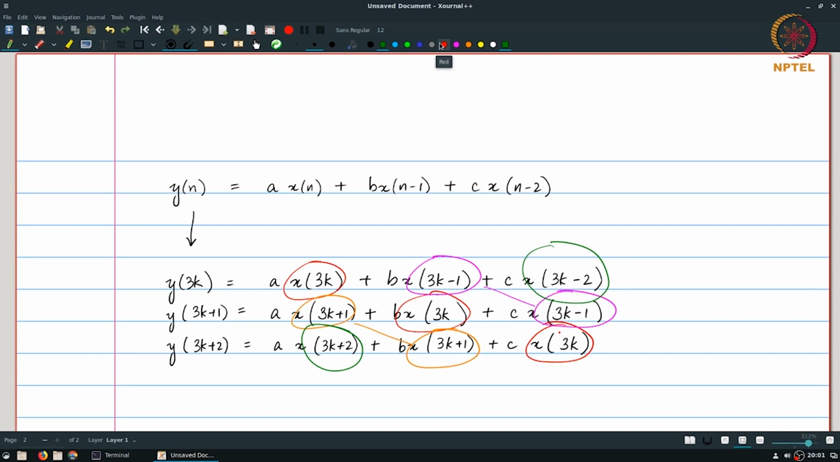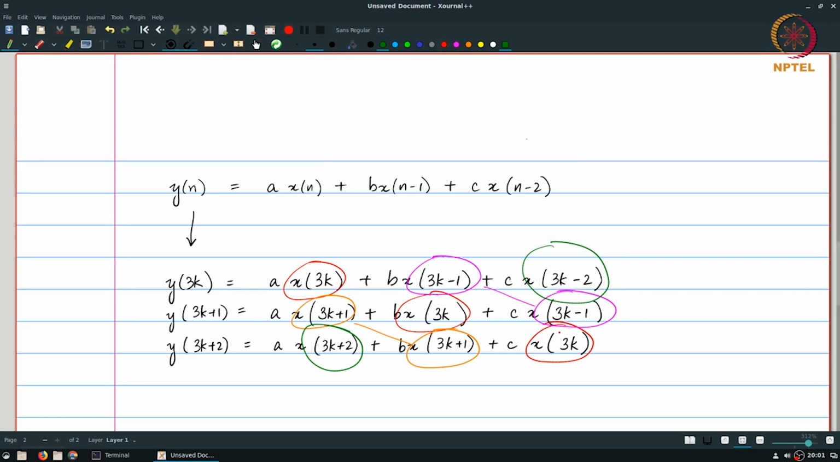So how does that help us? We can try to draw a simple unified architecture that combines these three equations and implements them such that with a minimal number of extra registers but with additional hardware, we are now able to implement all three equations in parallel.